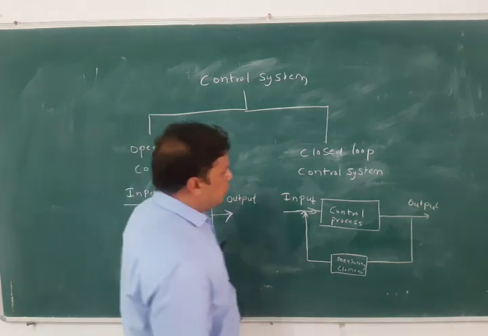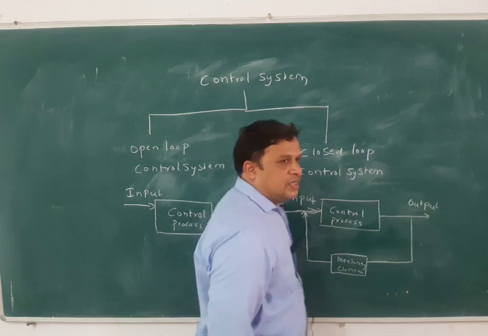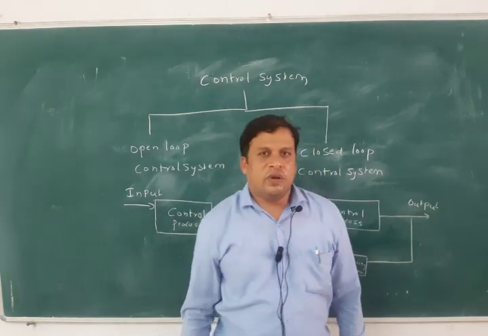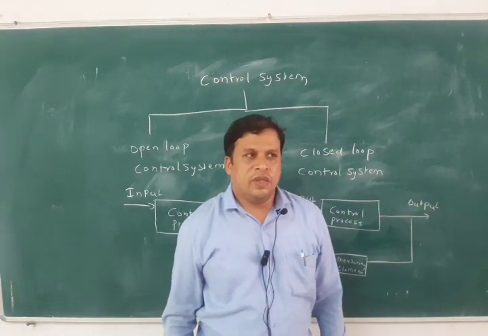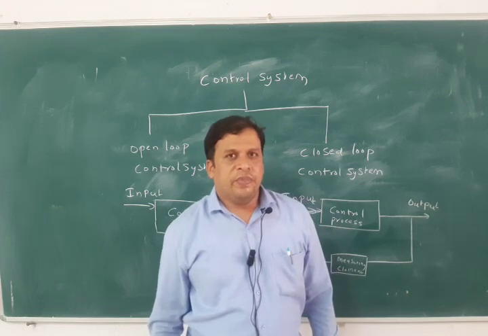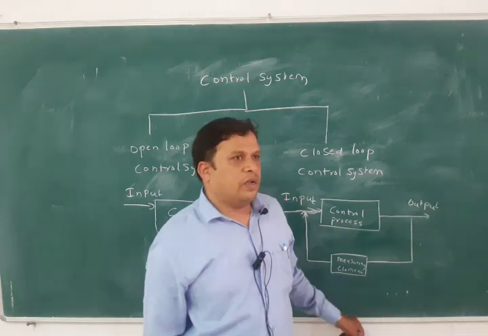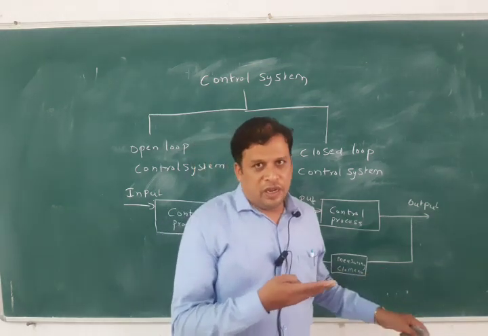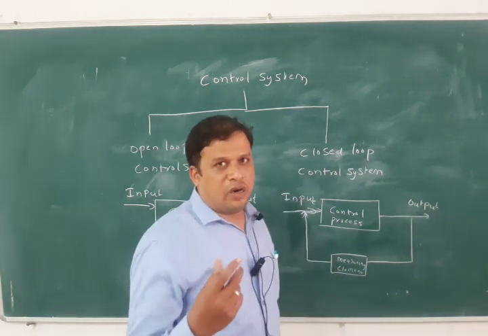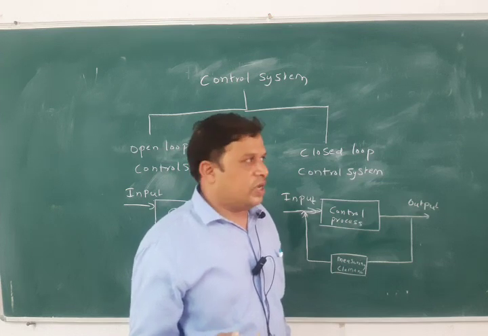And a fine example of a closed loop control system is an automatic iron box, where it can check the heat of the surface of the iron and keep it in the normal mode. So it is called a closed loop control system.